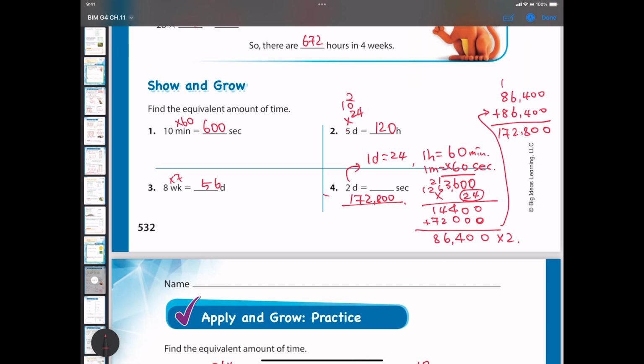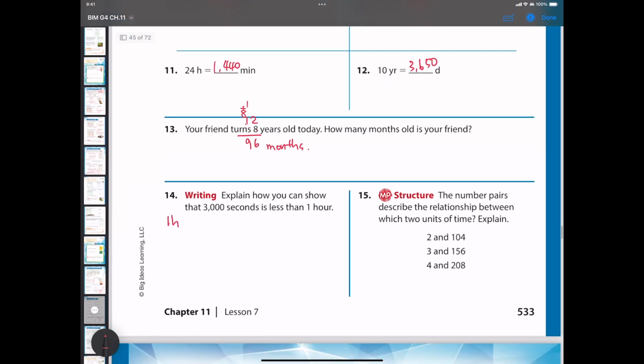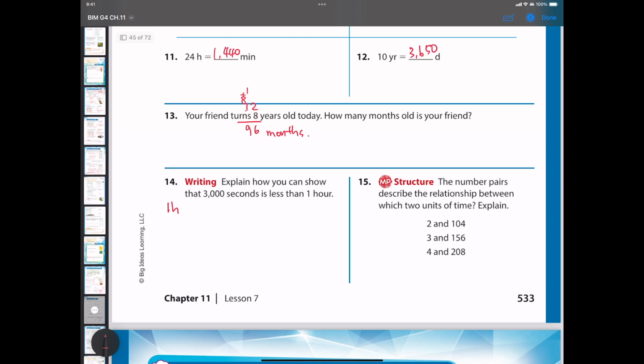And we found out what 3,600 is for 1 hour. Okay, so 1 hour is what? 3,600 seconds. And compare 3,000 and 3,600. Okay, this is the explanation.